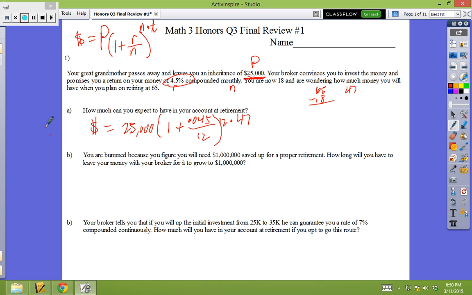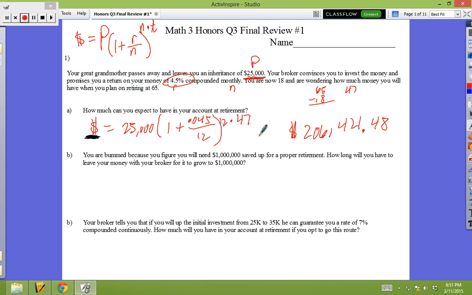So let me pause it and calculate it. Okay, it comes out being $206,421.48. And now B, you're bummed because that's not as much money as you had hoped for. How long is it going to take for you to grow it to $1 million? So now we're not going to solve for the money, we're going to substitute $1 million in for the money, and we're going to solve for t, we're going to solve for time.